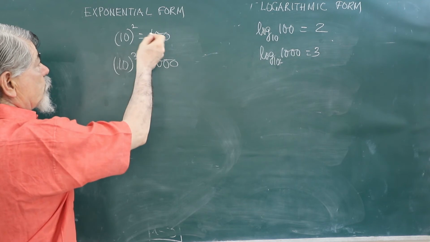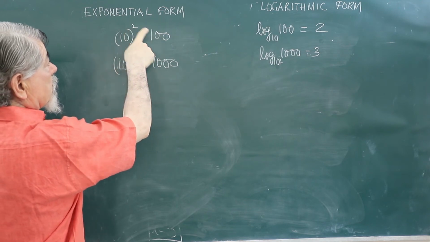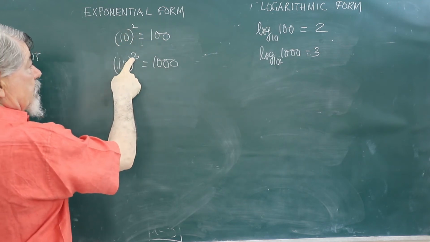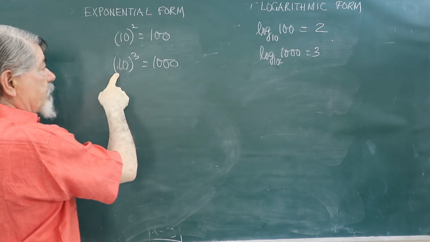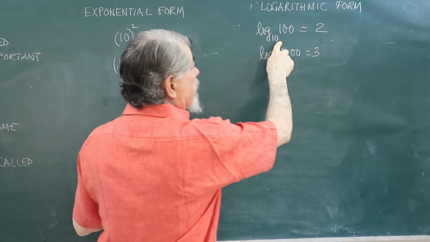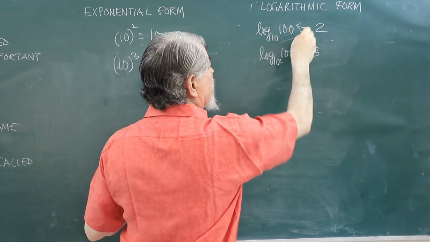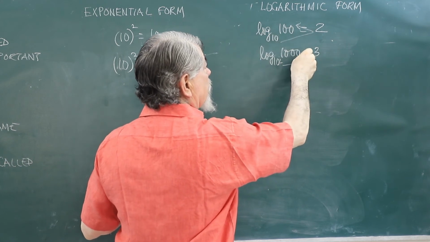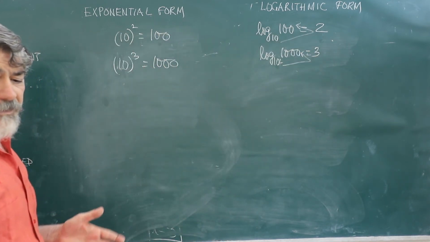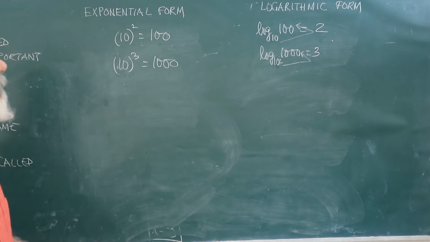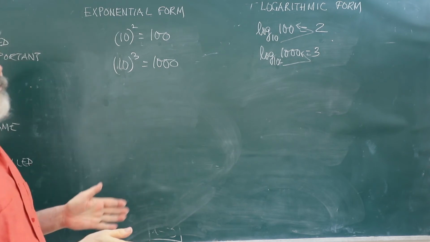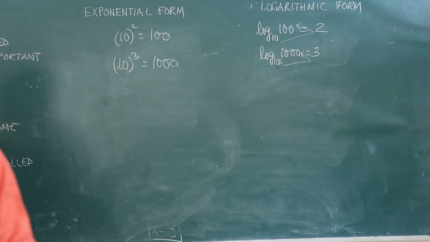That 10 to the power 2 is 100. 2 is called the log of 100 to the base 10. 3 is called the log of 1000 to the base 10. And if you convert, 10 to the power 2 will be 100, and 10 to the power 3 is 1000. If you remember this, you will have no issues in remembering exponential form or logarithmic form.